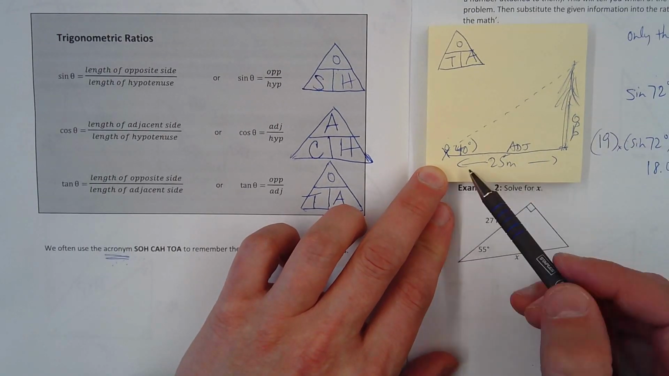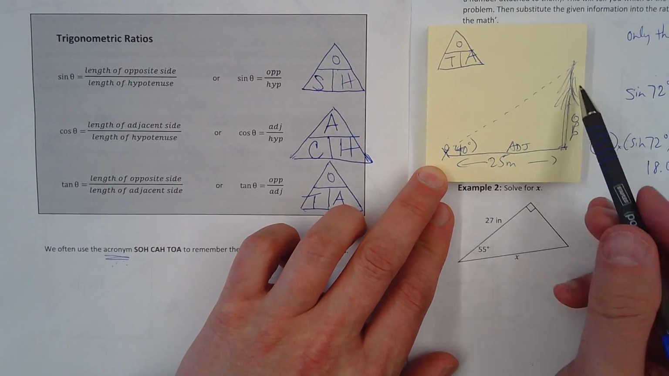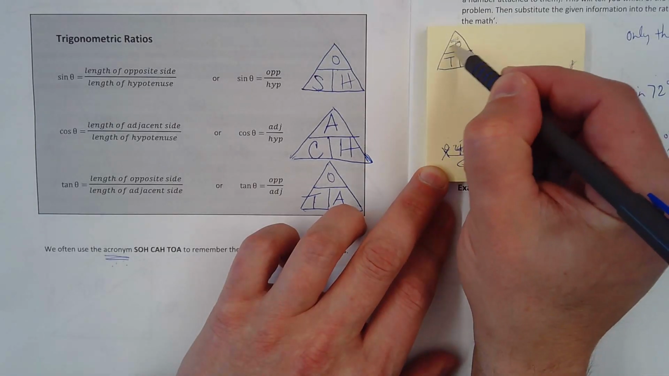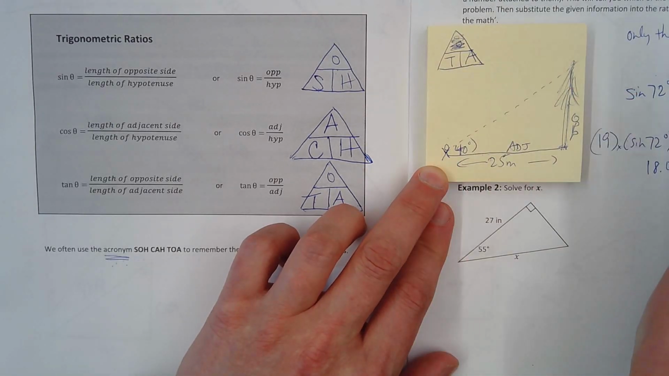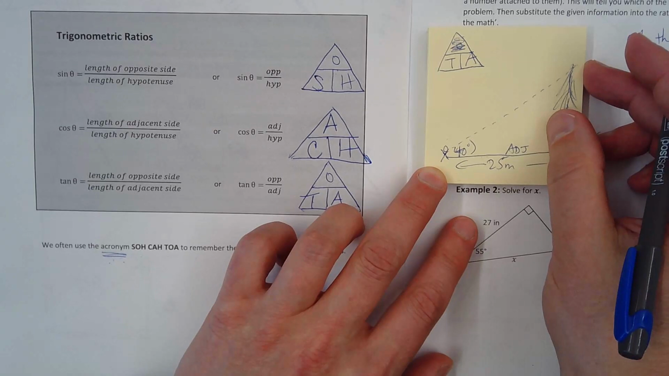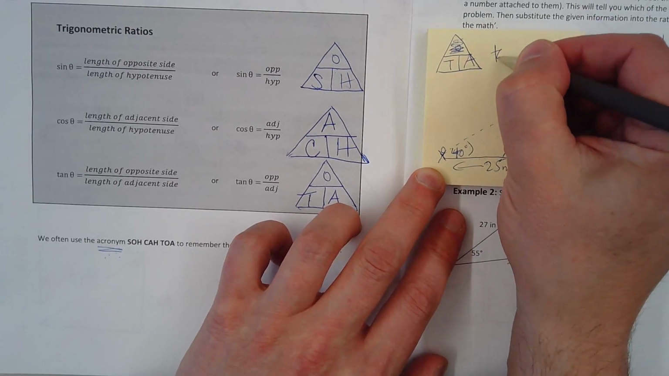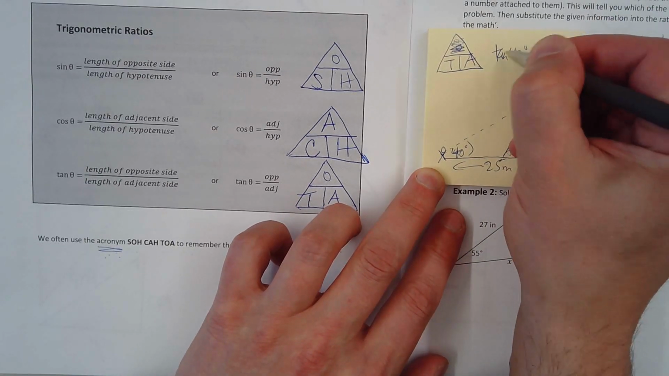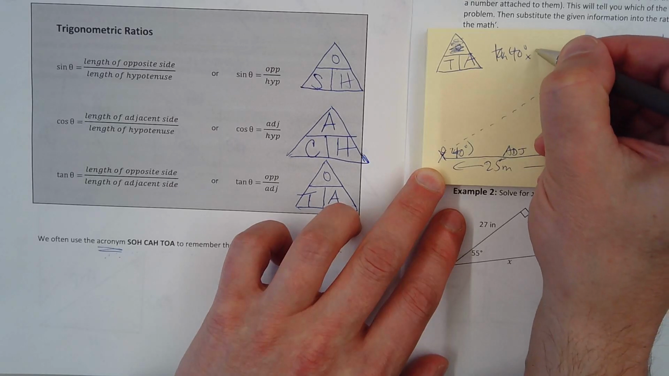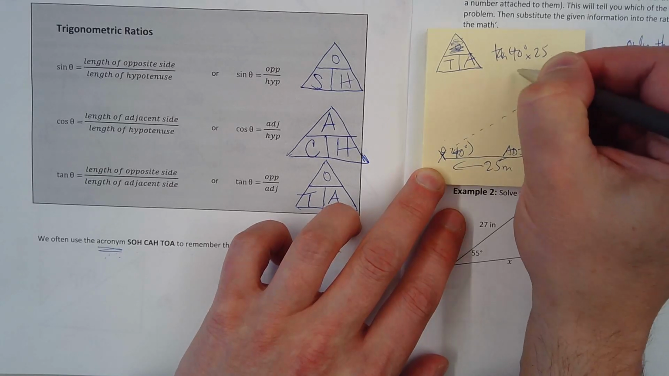Well, I know the A, it's 25. I don't know the O, which is the height of the tree. So I scratch that off. Side by side means multiply. So I'm going to do the tan of 40 degrees times 25.